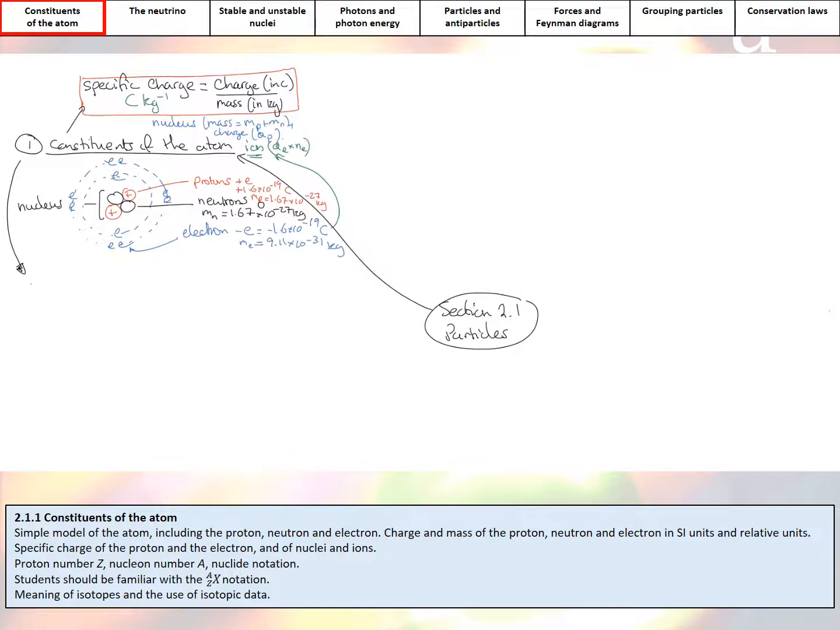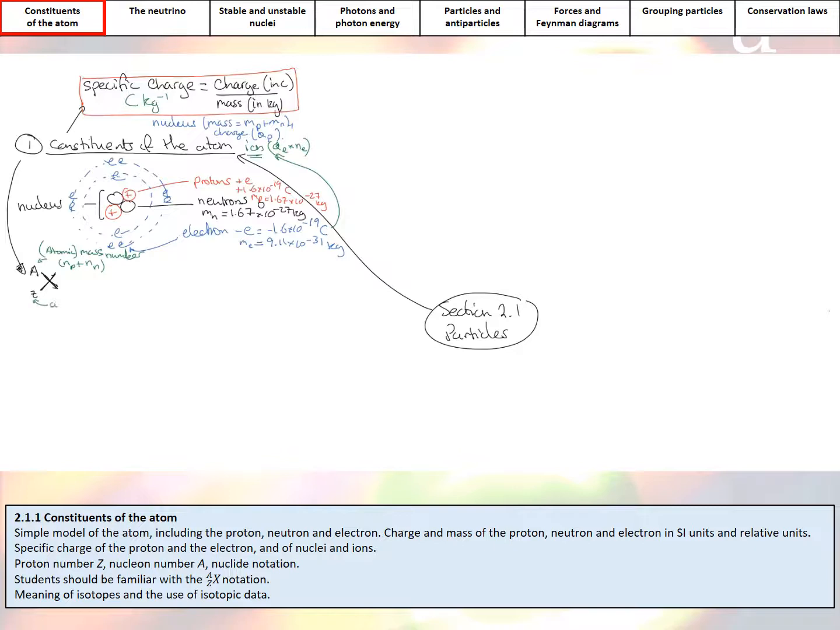You were reminded of the notation for writing nuclides down, which is you have some nuclide X, which could be C for carbon, H for hydrogen, He for helium, O for oxygen, and so on. And then you've got a number at the top, which is A, and a number at the bottom, which is Z. This is called the atomic mass number, or just the mass number. And it is the number of protons plus the number of neutrons in the nuclide.